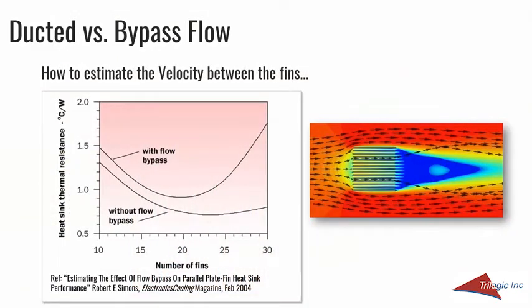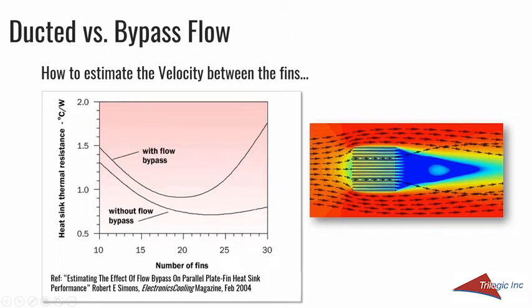If you don't have CFD, a good initial way to estimate it is a good article in Electronics Cooling magazine by Robert Simmons, "Estimating the Effect of Flow Bypass on Parallel Plate Fin Heatsink Performance." If you look at this site, you'll get equations on how to estimate the velocity. So that combined with the equations that we previously introduced, you could estimate the heatsink thermal resistance. He's done that. He's plotting it here.